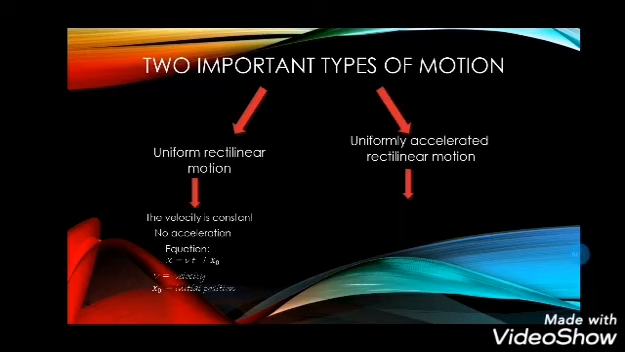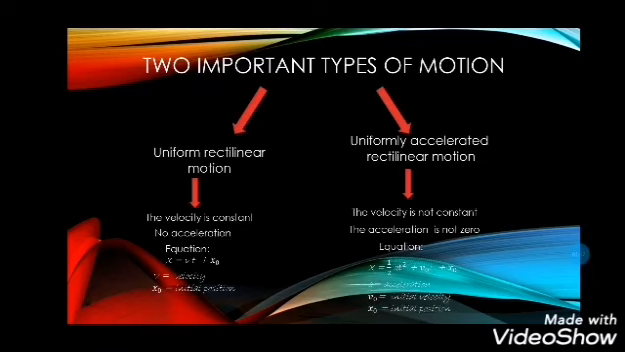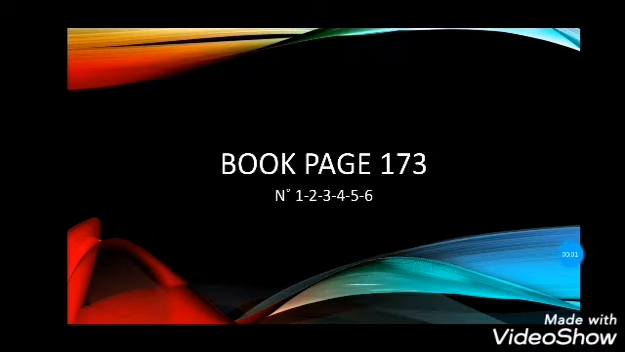Whereas in the uniformly accelerated rectilinear motion, the velocity is not constant, so the acceleration won't be equal to 0. The equation will be x equals half a t squared plus v0t plus x0. a is the acceleration, v0 is the initial velocity, and x0 is the initial position. Now, let's start correcting the exercises from the book, page 173, number 1 to 6.